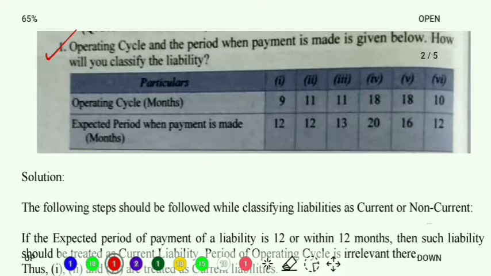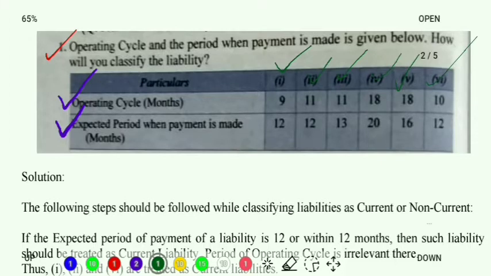To solve these questions, we have two things provided to us. We are provided with the operating cycle and we are provided with the expected period when the payment is made. And we can see very clearly that we are provided with this data for 6 different liabilities, right? Liability number 1, 2, 3, 4, 5 and 6. This is what is provided in the question.